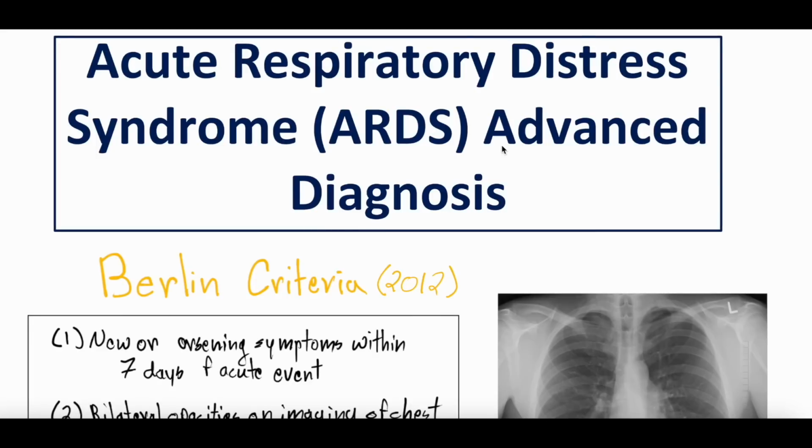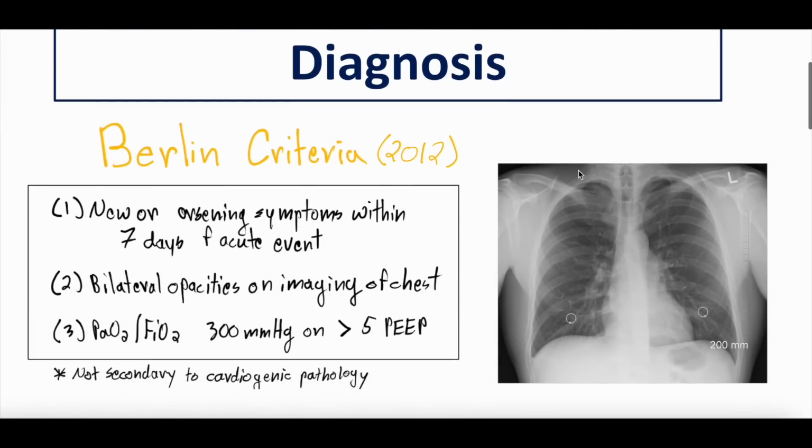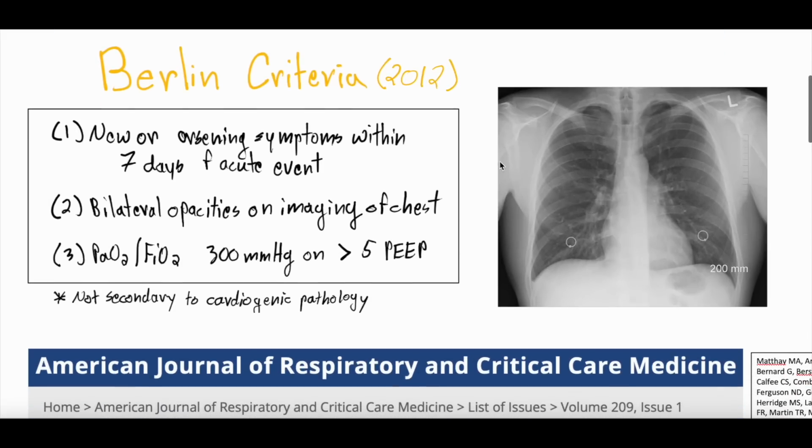So ARDS, Advanced Diagnosis. Well, this is a play off of a previous video we did on the ARDS basics, where we introduced what is kind of considered the more widespread diagnostic criteria known as the Berlin criteria. But since this time, something new has come out, but we thought we'd start with discussing the Berlin criteria just to get everybody on the same page, and we'll dive into this kind of new diagnostic approach.